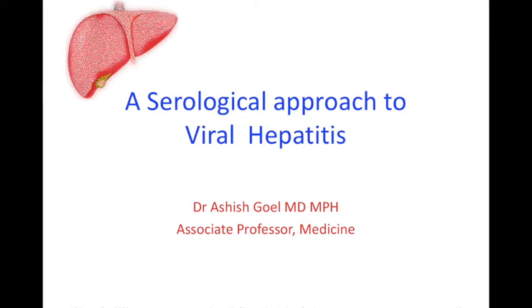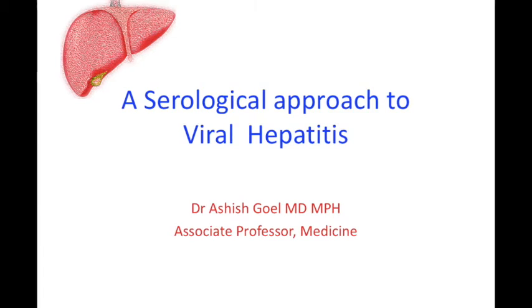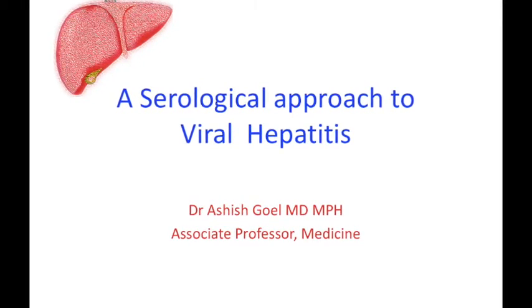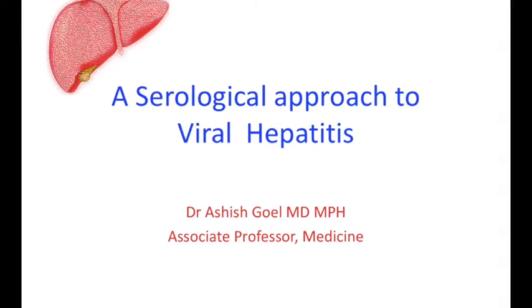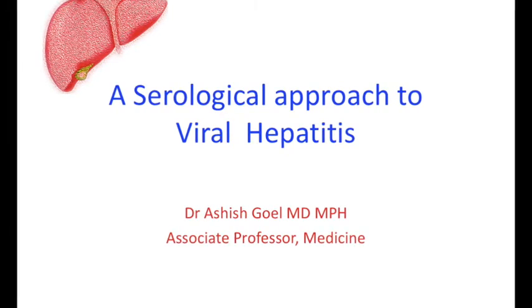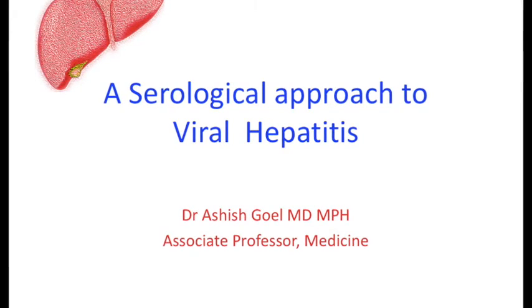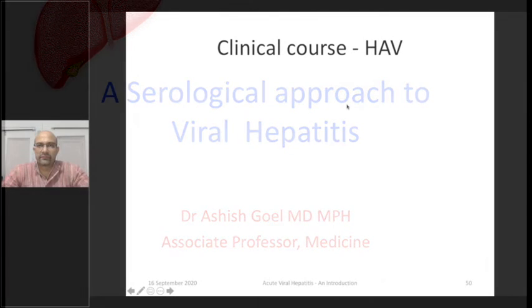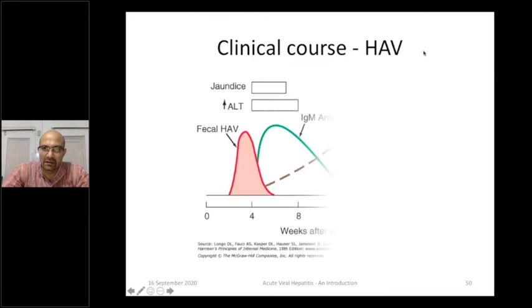So let's first begin with the clinical course of hepatitis A virus. It's the simplest, no rocket science. The first to appear is the fecal shedding of the hepatitis A virus. If you look at this red curve here, you will realize that this is how the fecal shedding begins. Fair enough.